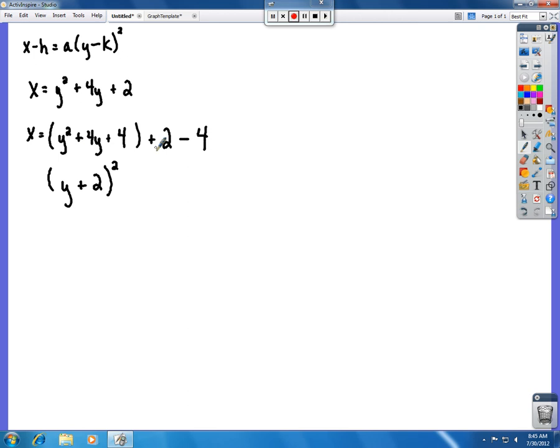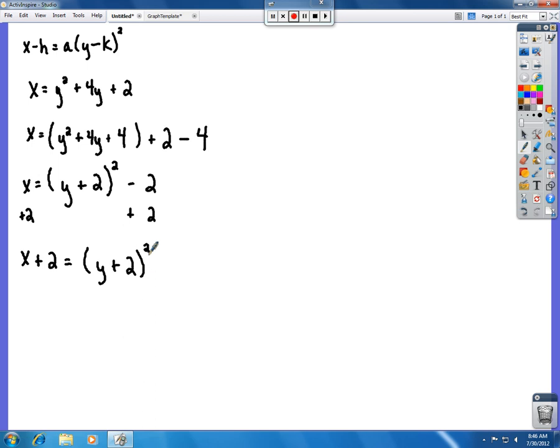So, over here, plus 2 and minus 4 would give us the minus 2. Now, there's one other adjustment we have to make, because we want this to be essentially by itself on this side of the equation. So we're going to move this plus 2 over here, so again, our final equation more closely matches what we're looking for up here. So if we add 2 to both sides, then I have x plus 2 equals y plus 2 quantity squared.